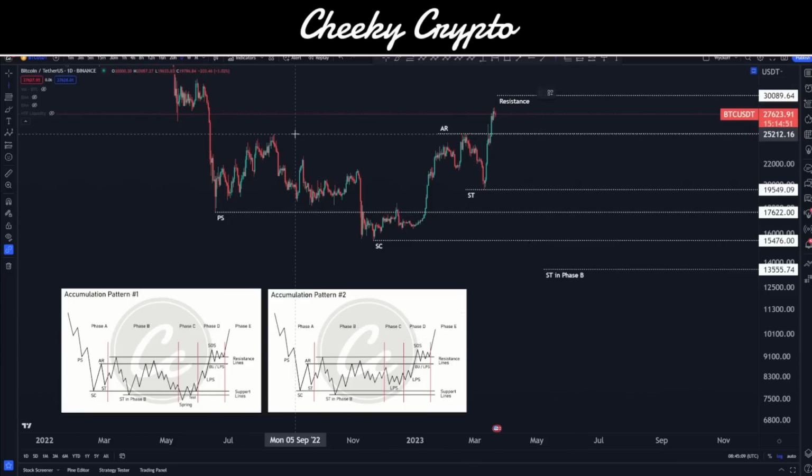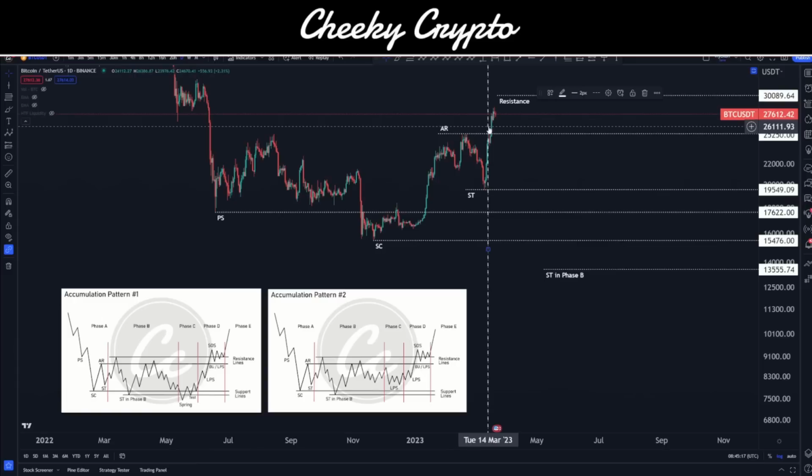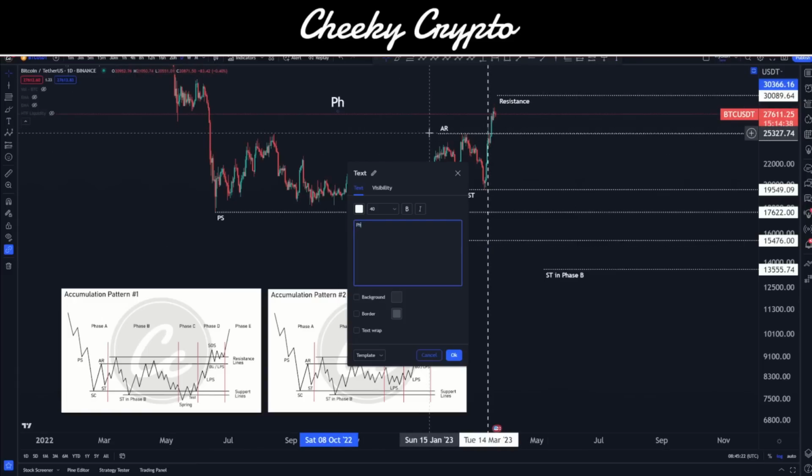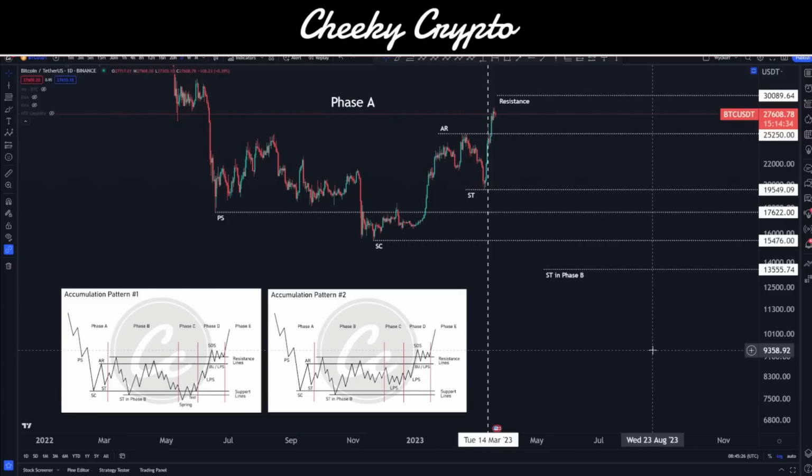And if I draw in some horizontal lines here, we would basically be able to look at this area right here, yeah, right about here, as our phase A, right? So we've basically just done this phase A section, and we've still got a long way to go if we're in the Wyckoff accumulation pattern.